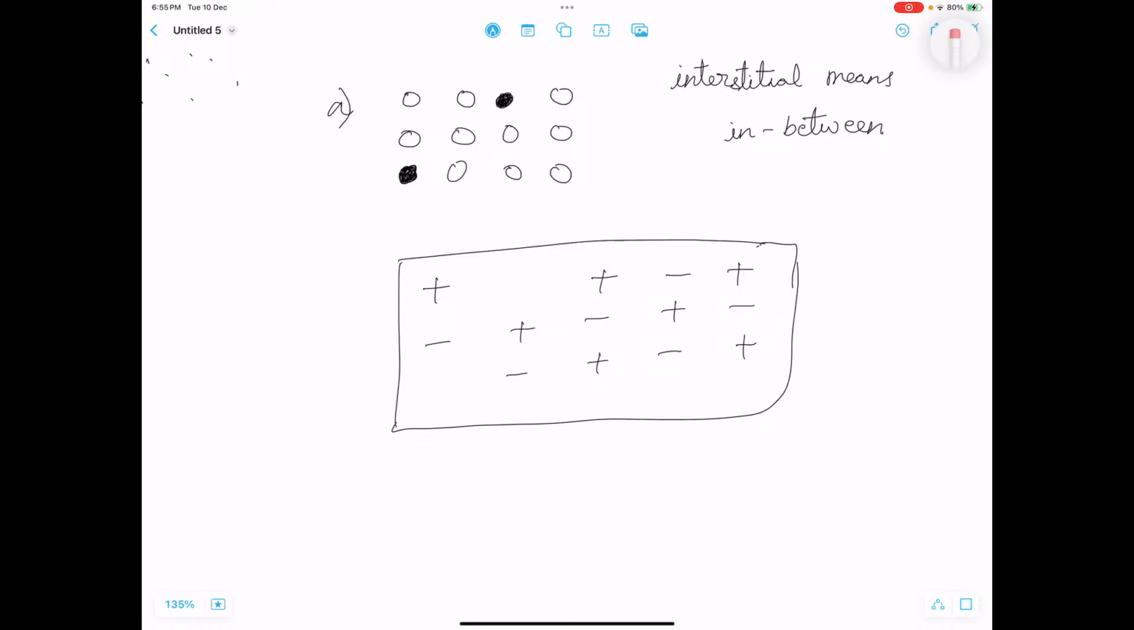Suppose more pairs also can go missing. Suppose this plus is missing and this minus is missing. This is also considered a Schottky defect. Suppose this plus is missing, this minus. This is also a Schottky defect. But it always has to go in pairs. If only this is missing and there is no equal number of minus missing in pairs, then it won't be considered a Schottky defect.